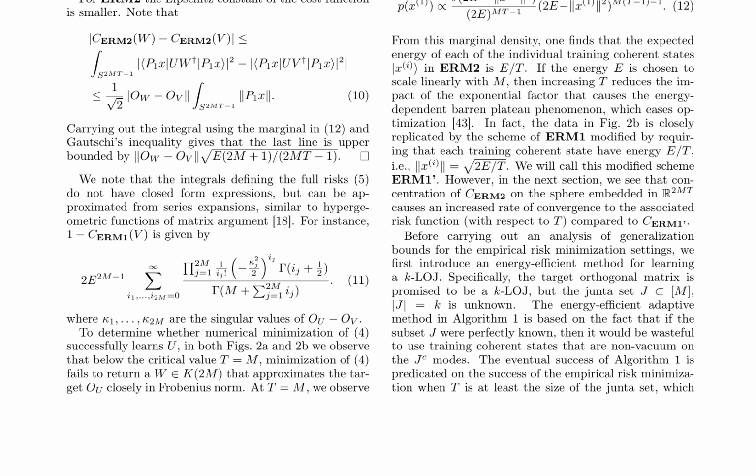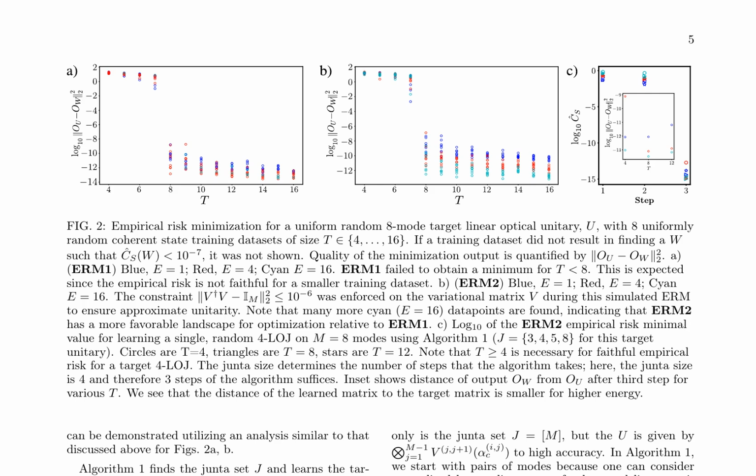Additionally, they introduce an energy-efficient adaptive method for learning a KLOJ, based on the fact that if the junta set J were perfectly known, then it would be wasteful to use training coherent states that are non-vacuum on the J complement modes. Empirical risk minimization is demonstrated for a uniform random 8-mode target linear optical unitary, U, with 8 uniformly random coherent state training datasets of varying sizes.